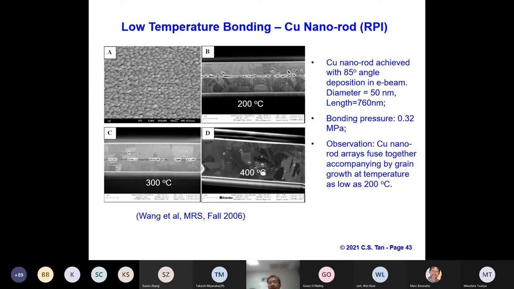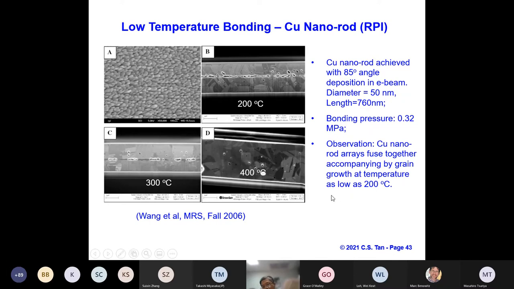So in this experiment, what they have done is that they basically deposit copper and form the rock structure such that the surface area is enhanced. And by that, they show that bonding can take place even down to 200 degrees C or so. Now, because the surface is not smooth to begin with, at the end of the day, you have to deal with the issue of voids that you can see in figure D here.